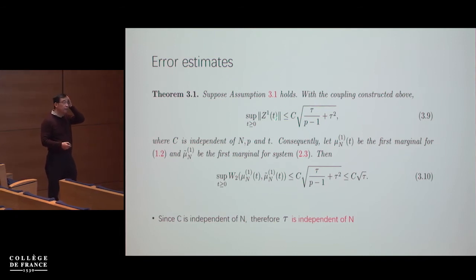And of course, once you have this error, then you have the same error for the L2 distance between the first marginal of the analytic particle system and this numerical random batch particle system. Basically, it gets the same error estimate.